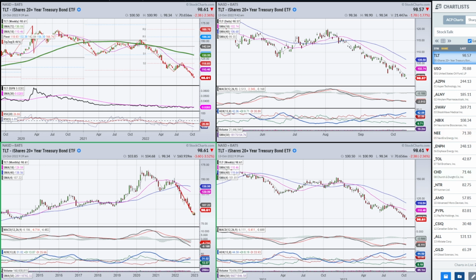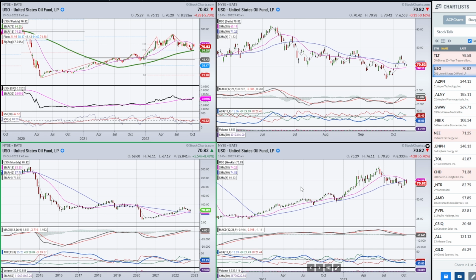You can see the momentum is very strong here based on the MACD on the monthly and the ADX, and the ADX remains above 25 throughout. Look at the rising ADX on the daily chart. So got to be careful here looking for a bottom quite yet.